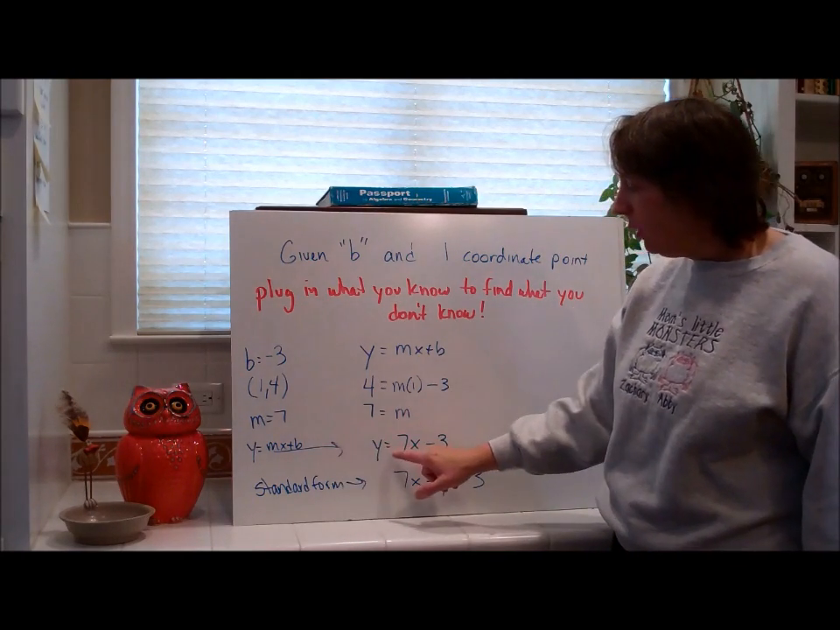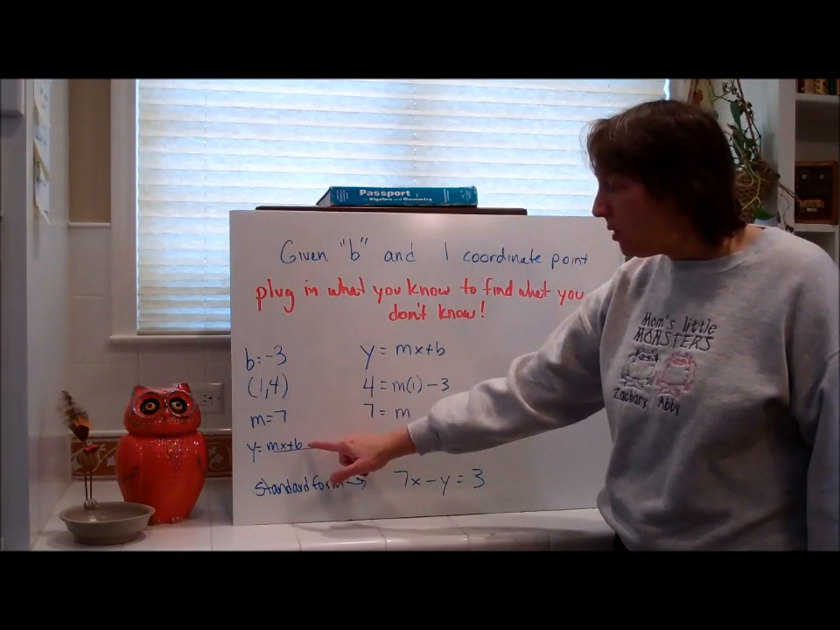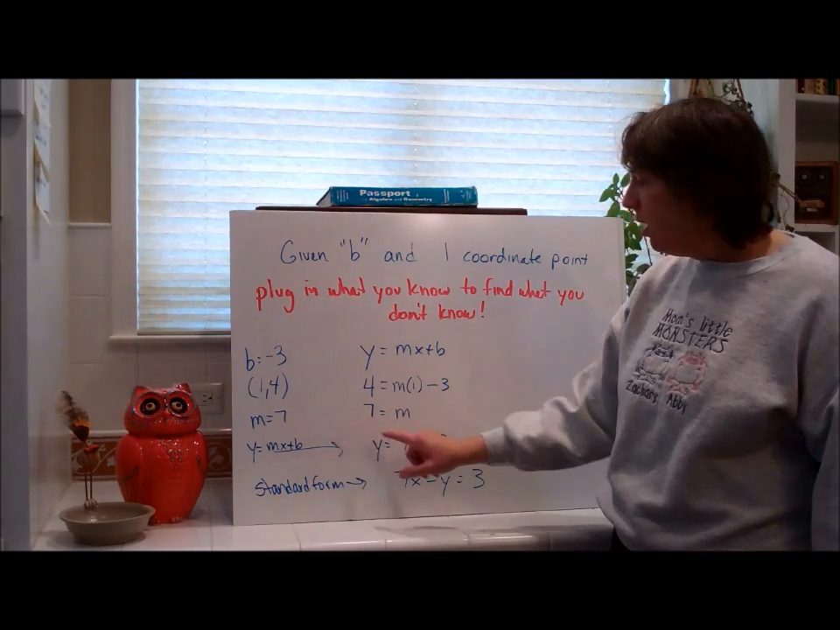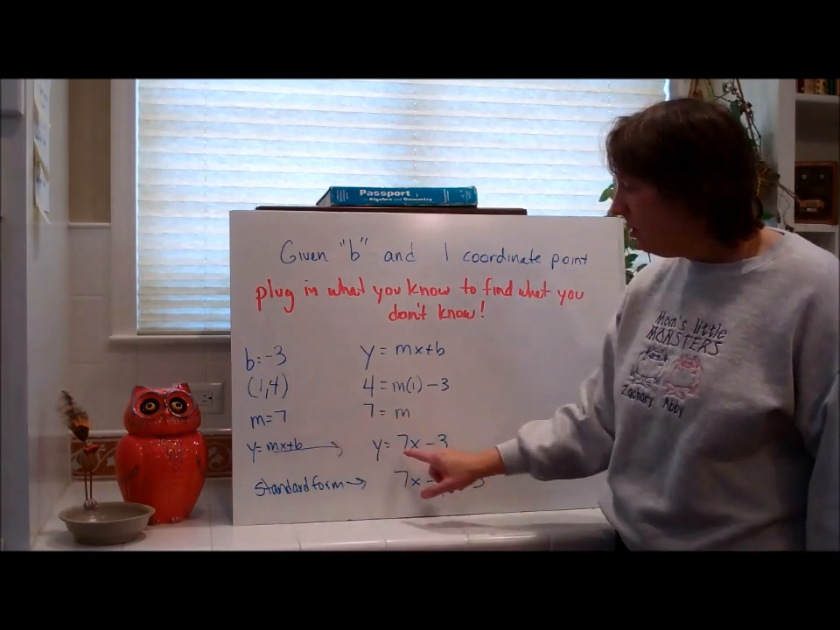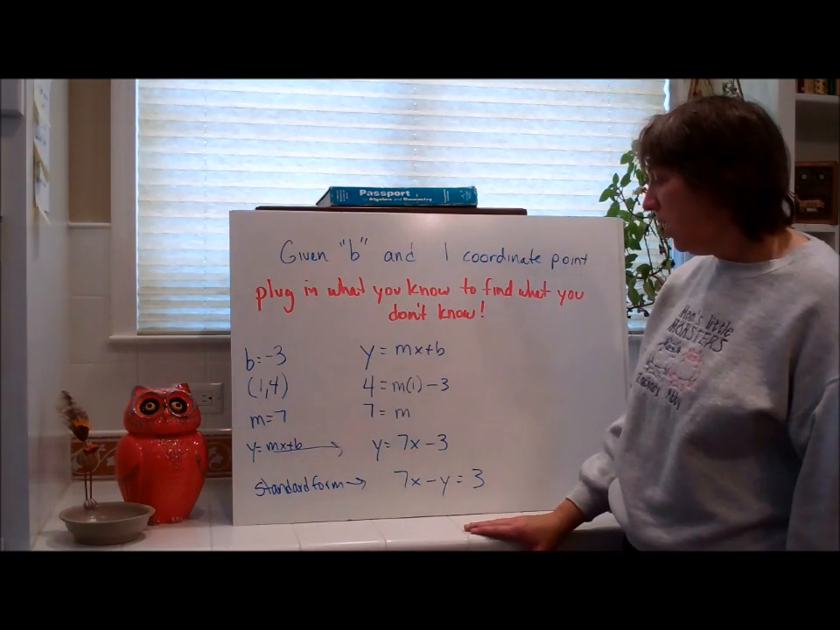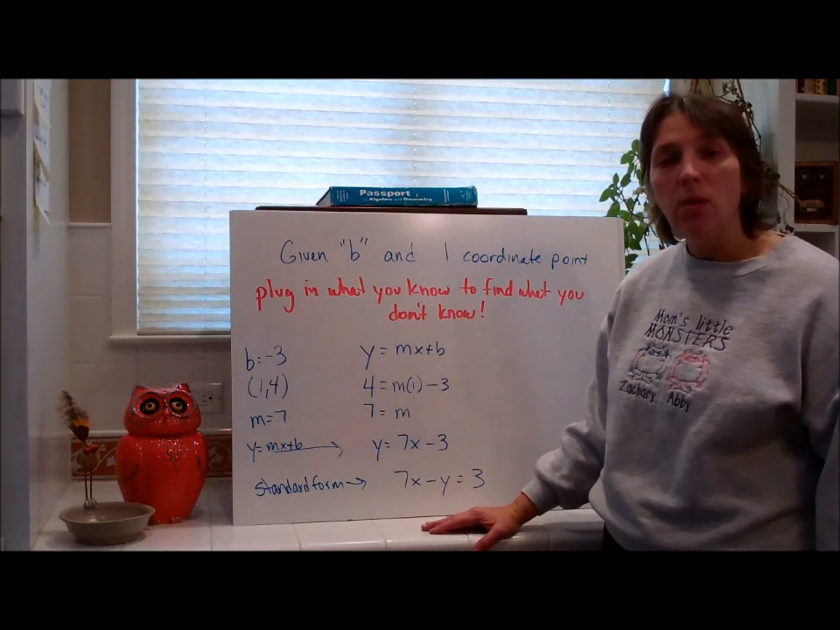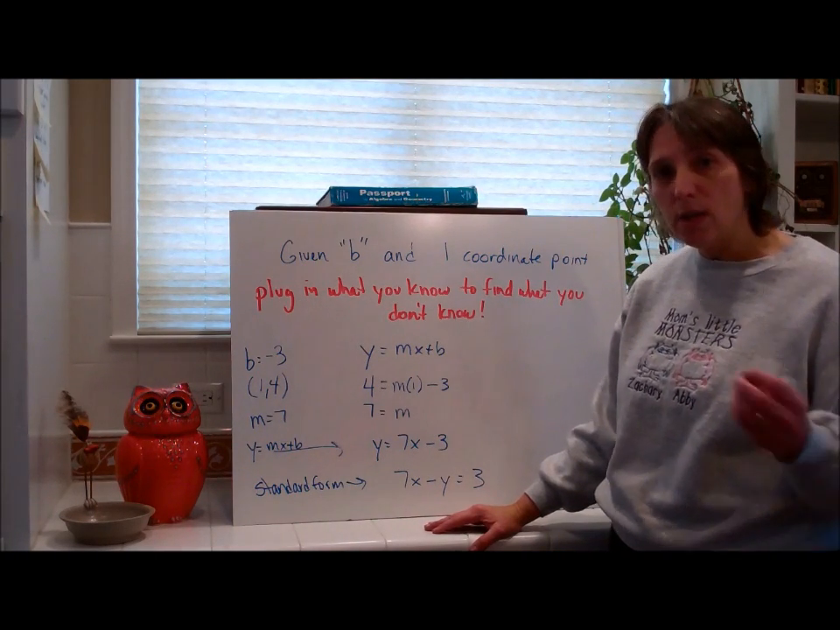So here we go. We plug in using y equals mx plus b, and yes, you have to put that down on your paper so someone can follow what you're doing. So the slope is 7. And the y-intercept is -3. So now we have the equation, but we have to manipulate it and put it in standard form, ax plus by equals c.